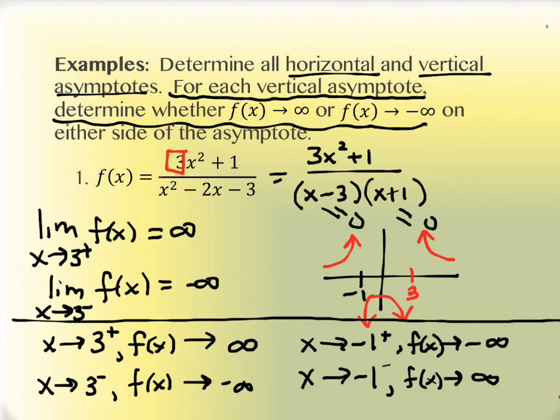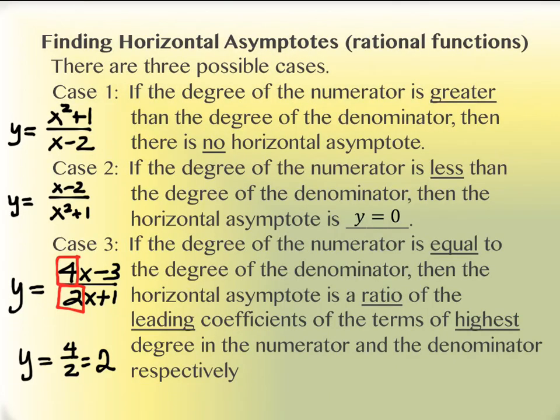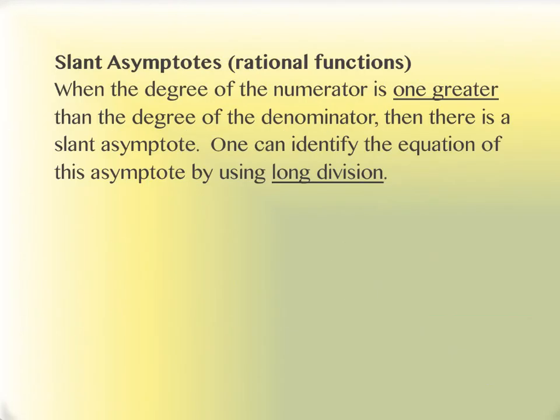Now, I alluded to something a little bit earlier. When I was talking to you about horizontal asymptotes, I made the comment that if the degree of the numerator was bigger than the degree of the denominator, we did not have a horizontal asymptote. And the comment I made was something like, but we might have a different kind of asymptote instead, right? Well, we have a possibility in that case of having a slant asymptote.